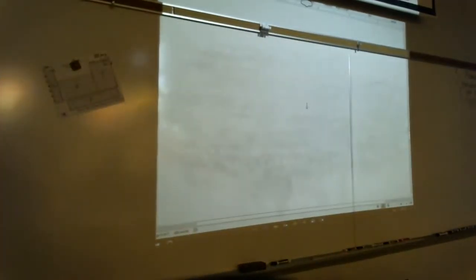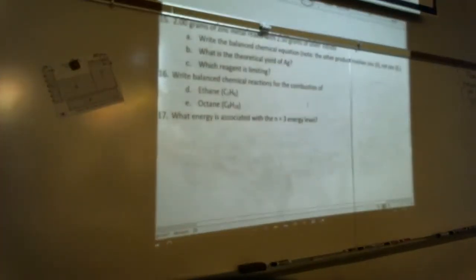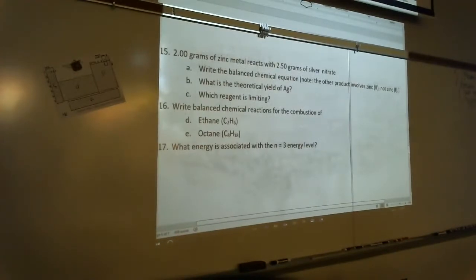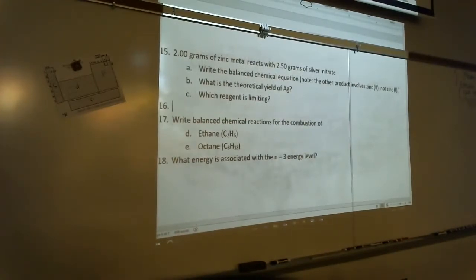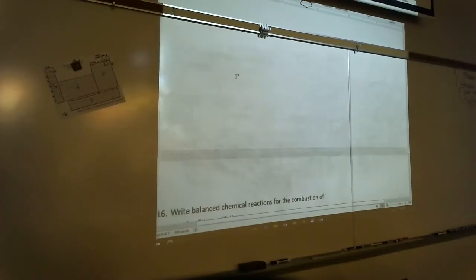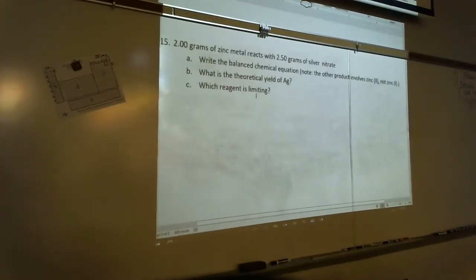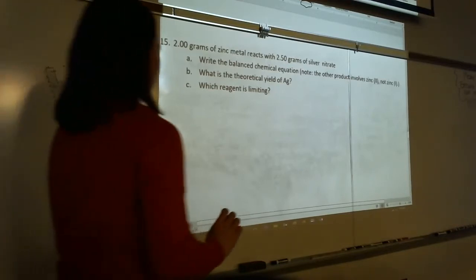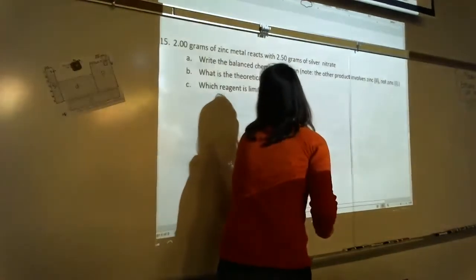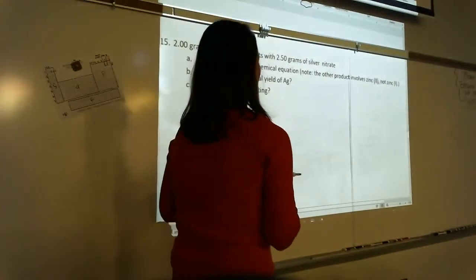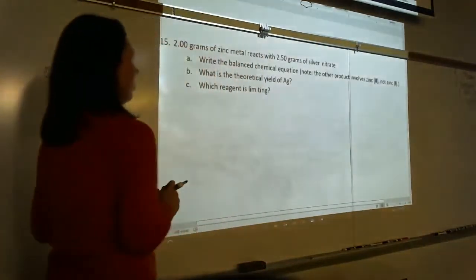Let's look at 15. Give ourselves a page break here. 2 grams of zinc metal reacts with 2.5 grams silver nitrate, so the 1 nitrate. Write the balanced chemical equation. The other product involves zinc 2, not zinc 1.